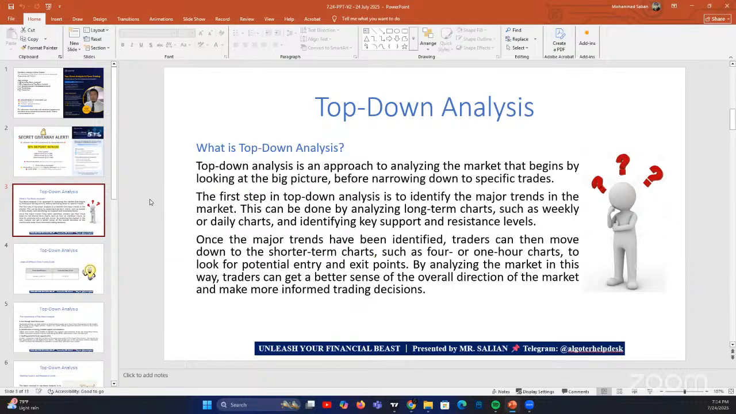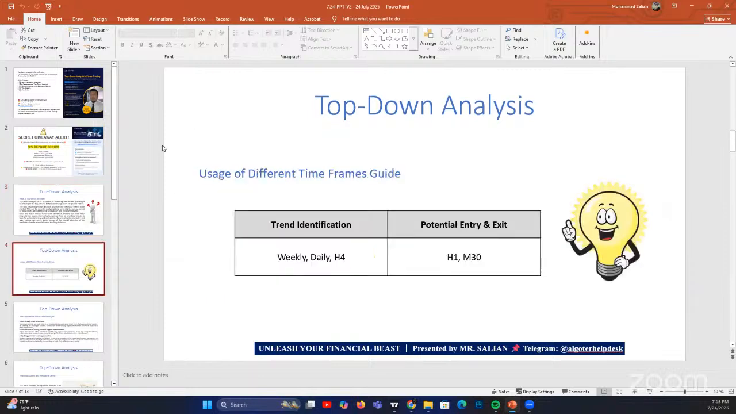And then by analyzing the market in this way, traders can get a better sense of the overall direction of the market and make more informed trading decisions. So that's top-down analysis for you, my friends, in a nutshell. Top-down from the higher time frame to the lower time frame. All right.